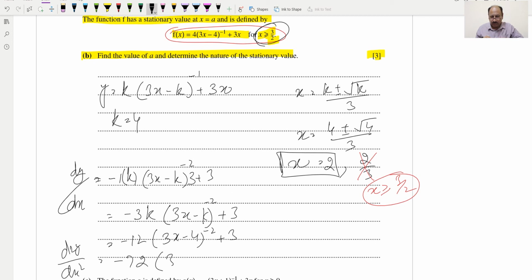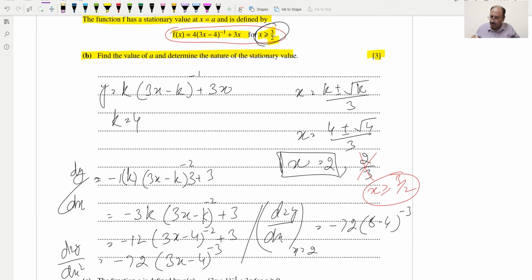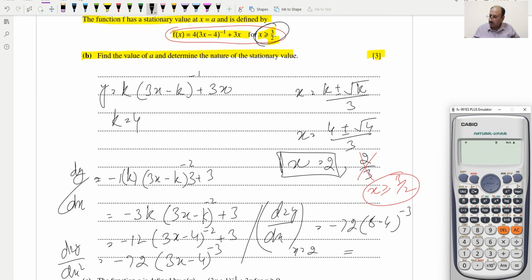Hopefully you are getting, because this is just simple derivative which I'm taking, and second order derivative. Now we can find d2y over dx square at x is equal to 2, which is equal to minus 72 into 6 minus 4 raised to power minus 3, and this will be equal to minus 72 in brackets, it will be 6 minus 2 will be 2, and raised to the power will be minus 3.